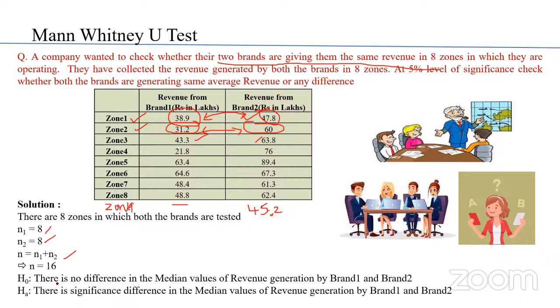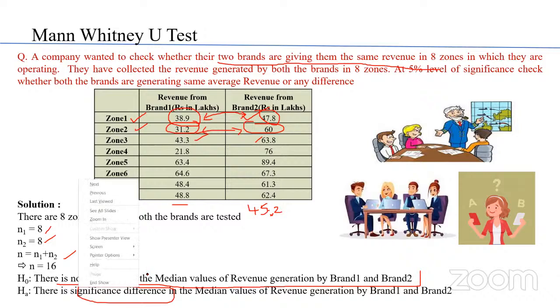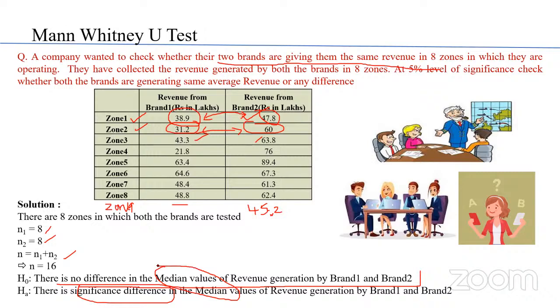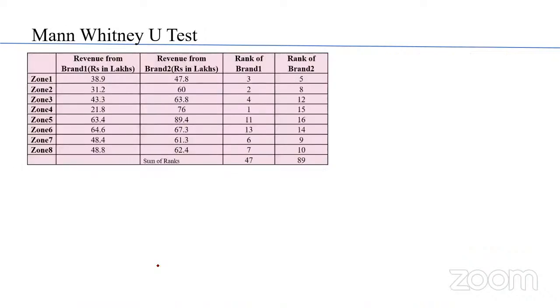Now, ideally, we will define the null hypothesis as there is no difference in the median values of brand 1 and brand 2. This is what we usually take, because we just want to see whether there is any difference in the medians or not. The alternative hypothesis will say that there is a significant difference. This is what we have seen in parametric tests, and we take the same in non-parametric tests. The only difference is that they use the mean, and we are using the median.